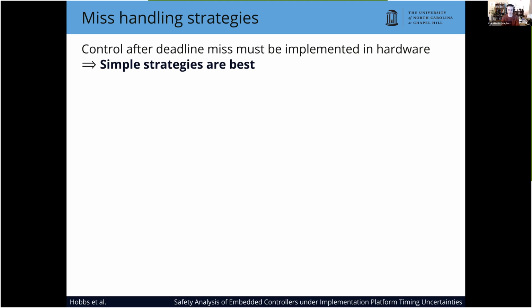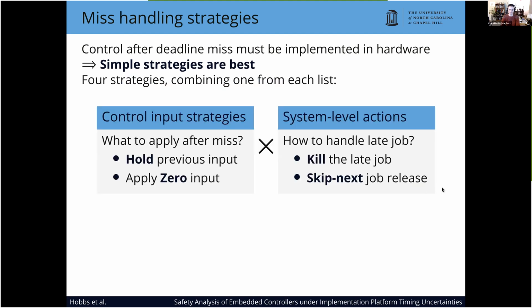And in particular, because the software wasn't able to compute a new control input, that means that whatever strategy is applied has to be done in hardware. So simple strategies are the most likely to be seen in the real world. In this work, we consider 4 strategies. Others could certainly be envisioned. Each strategy combines one item from each of these 2 lists.